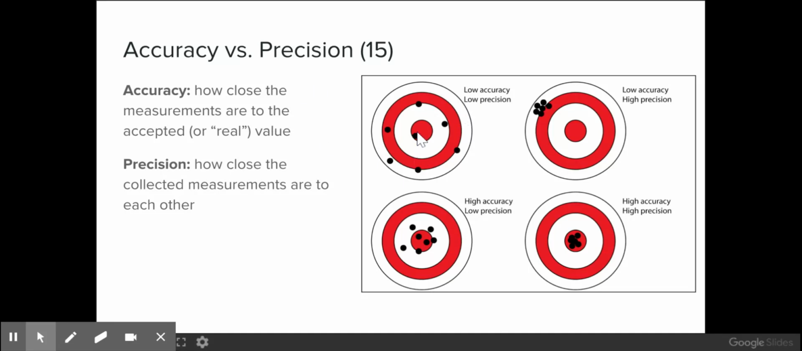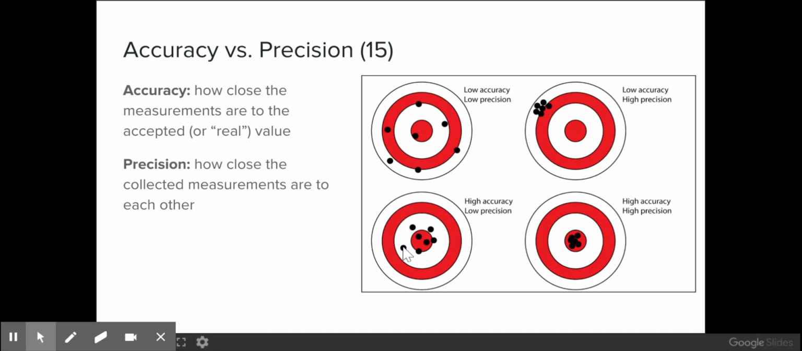If you have measurements in the lab that are all over the place and none of them are close to what the real answer should be, that's what this target represents. Low accuracy, low precision. But sometimes we can get measurements that are very close to each other. They might be way off target or very far from the average. High precision, low accuracy.